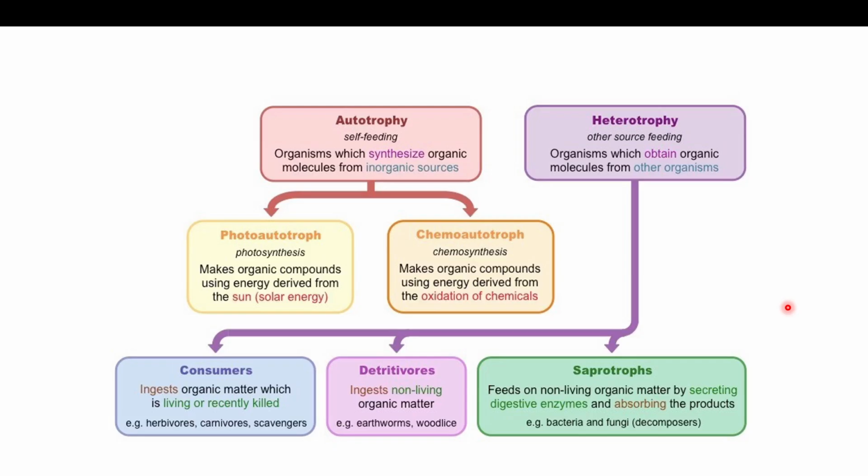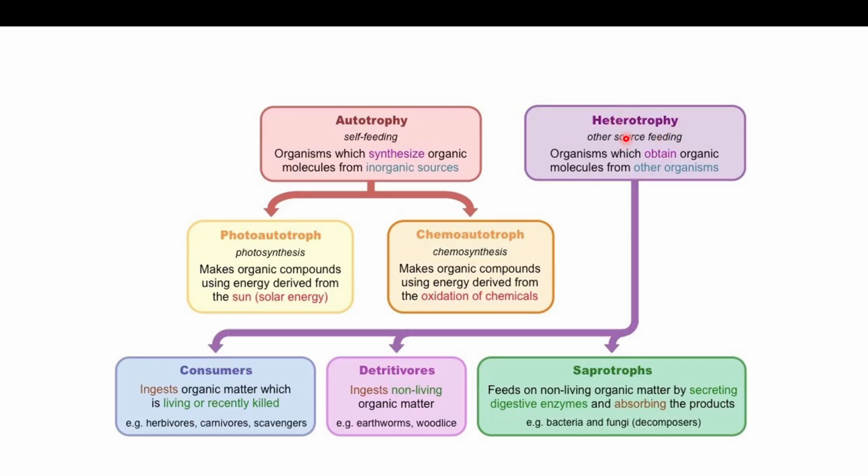So, if we talk about autotrophy, which means self-feeding, these are organisms which synthesize organic molecules from inorganic sources. Autotrophic organisms can be photoautotrophs or chemoautotrophs. Photoautotrophs do photosynthesis and make organic compounds using energy derived from the sun, or solar energy. Then there are chemoautotrophs, which do chemosynthesis, making organic compounds using energy derived from the oxidation of chemicals.